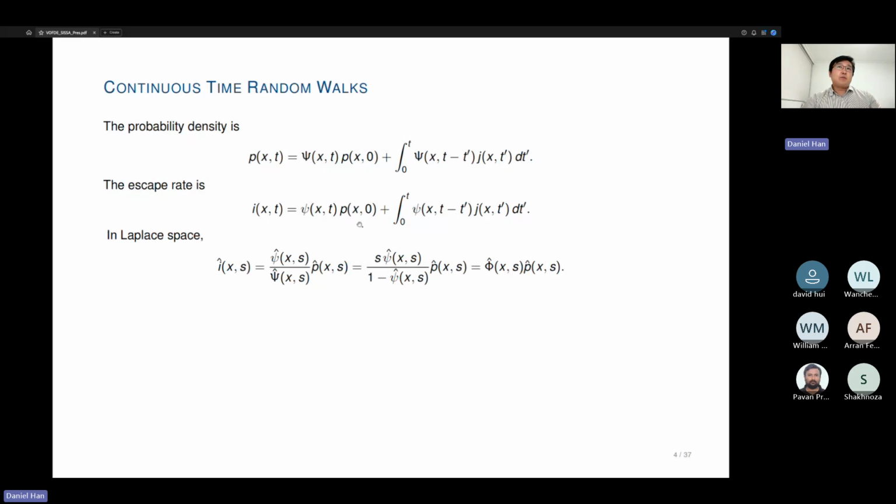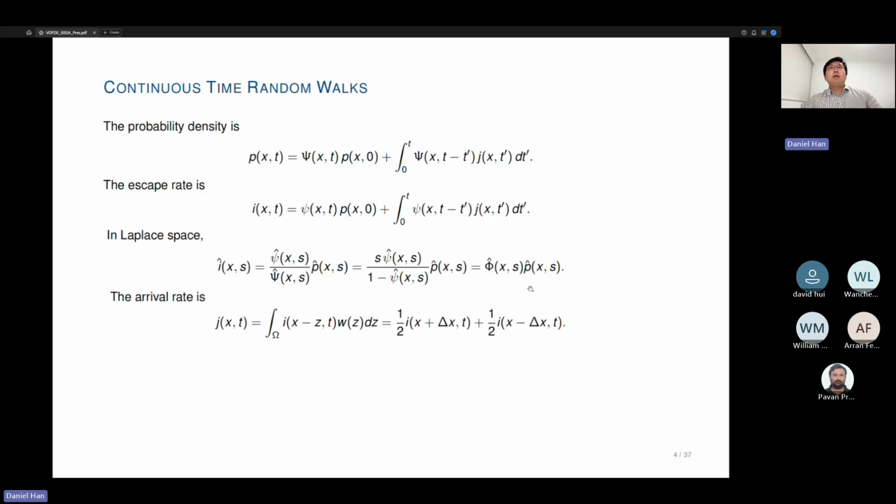If I now transform these into Laplace space, I can get a nice expression of my escape rate in terms of my probability density function. And this phi is what we're going to call later our kernel, but this kernel is actually entirely determined by how I wait at certain sites.